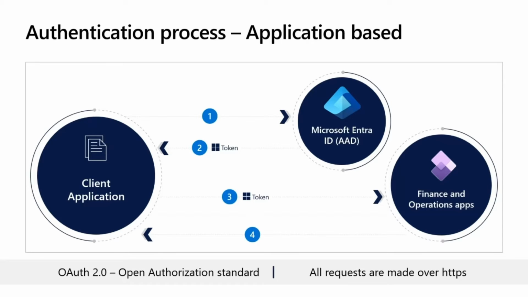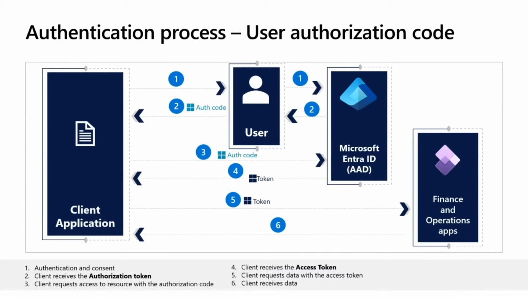with a client ID and a secret, and the response is the token that can later be used to communicate with the Dynamics application. All the requests, of course, go over HTTPS and use the OAuth 2 authorization standard. Similarly, with the user authorization code, the client application logs in as an Active Directory user and impersonates them to interact with Microsoft Entra ID and the Dynamics application. This usually requires some level of user interaction, so it's not suited for all scenarios.